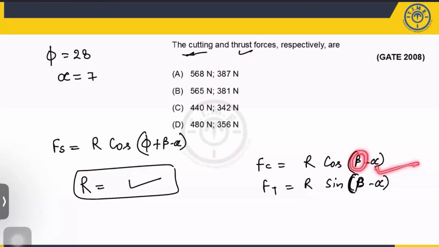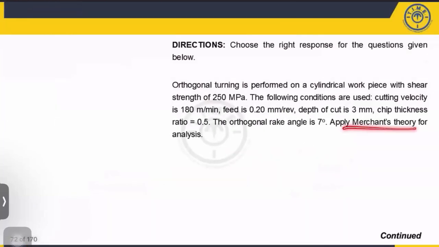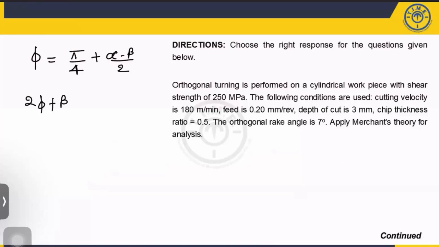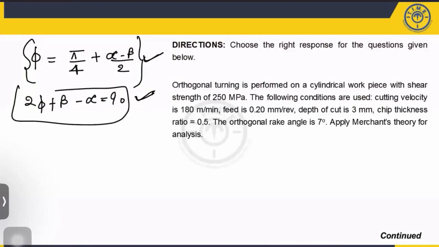Now the question is how you will calculate the beta. This is very important. Can you tell me? It is clearly mentioned that merchant theory analysis is there. Based on the merchant theory, the phi value can be calculated as pi by 4 plus alpha by 2 minus beta by 2. Or it can be written as 2 phi plus beta minus alpha is equal to 90. So either you can remember this relation or that relation. This has been observed experimentally. If you add 2 times phi plus beta minus alpha, you will get 90 degree.